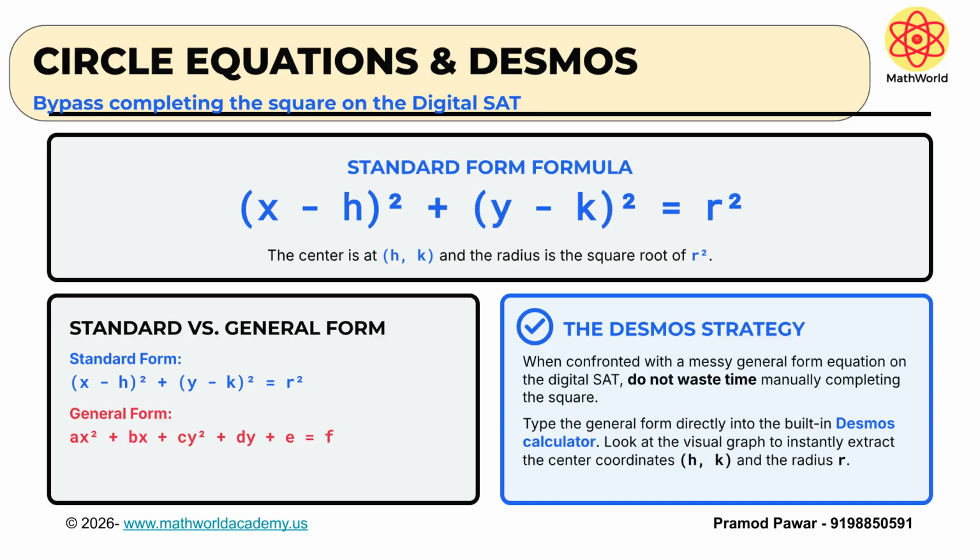Now, if the SAT gives you an expanded general form equation, do not waste your time manually completing the square. Type it exactly as is into your built-in Desmos calculator. Look at the visual graph to instantly extract your center coordinates and diameter and solve the problem.